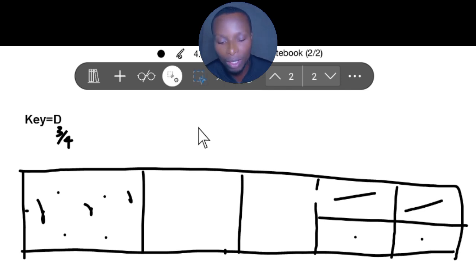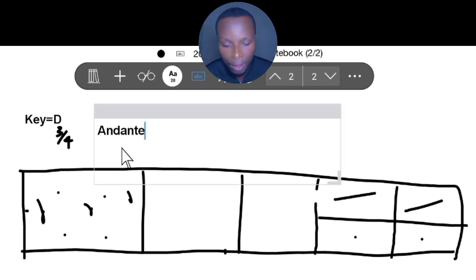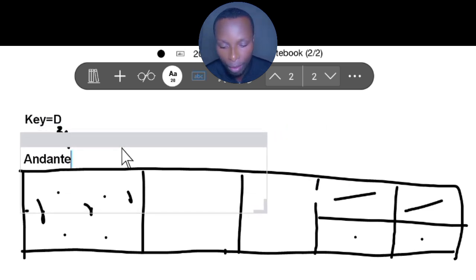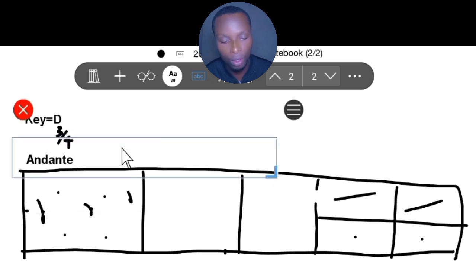Another thing you can expect to see on a scripted song is the tempo of the song, okay? And it's always written down here as well. Most times it can be andante, it can be allegro, it can be largo, and so on and so forth, okay? So where you can see it written is down here, and it could look something like this. So we just wrote andante and we are going to place it right down here, okay? That's the tempo of the song.